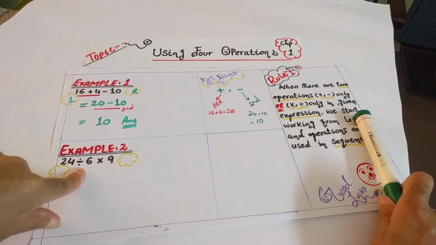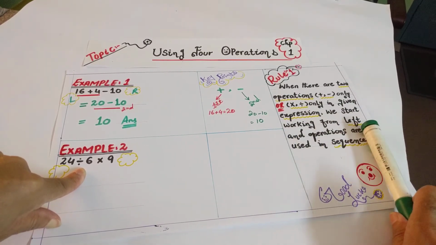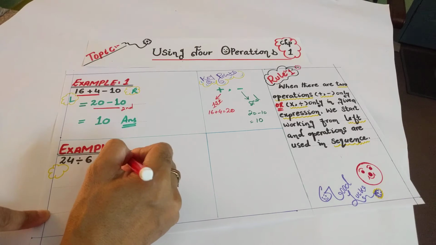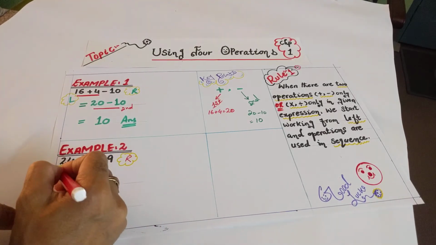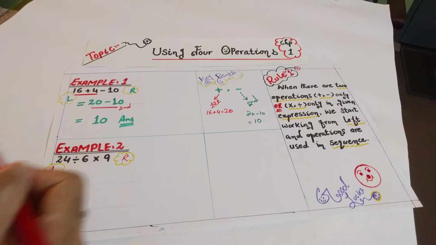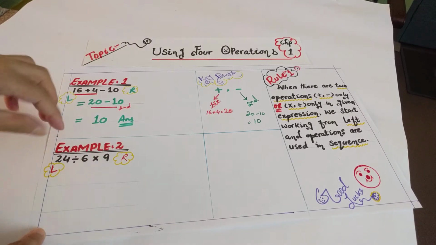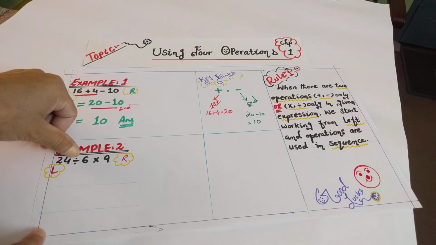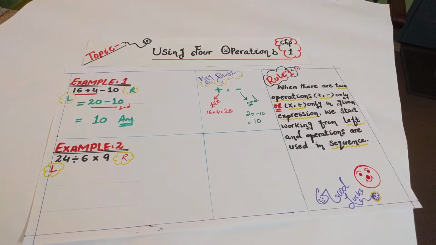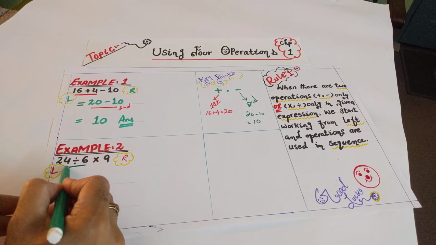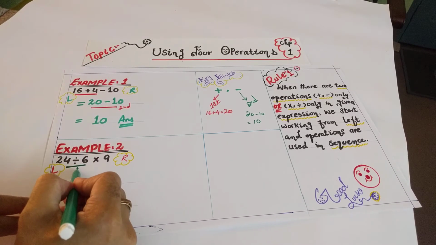So secondly, we work from the left side of the expression. Where is the left side? This one is your right side and this one is your left side. So start working from the left side. From the left side, what's our first operation? The first operation is division. So firstly we will solve the division sign.